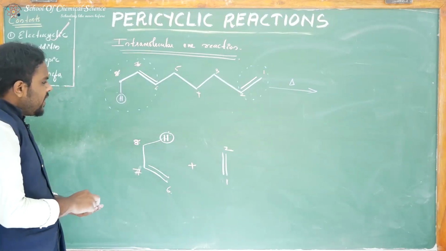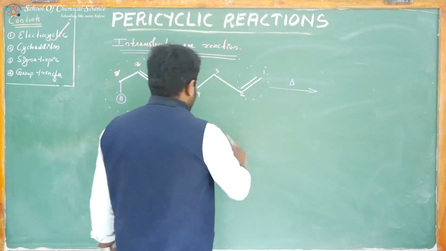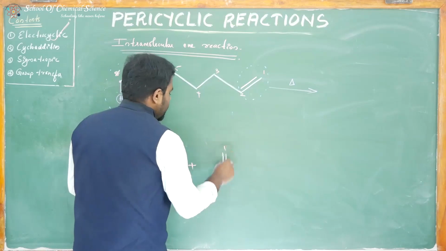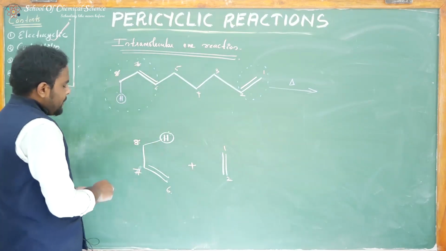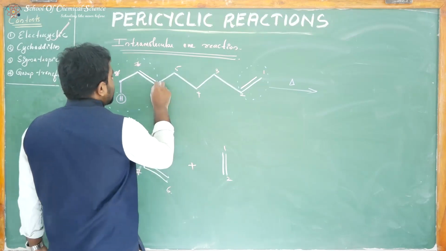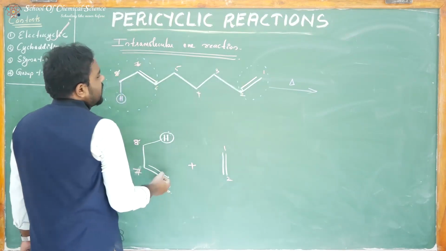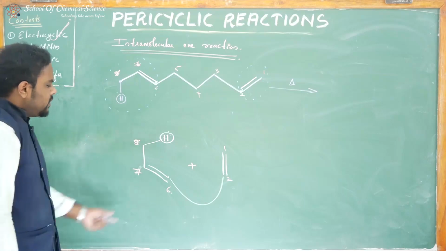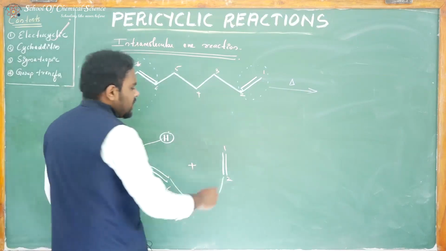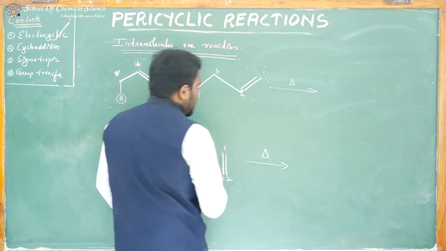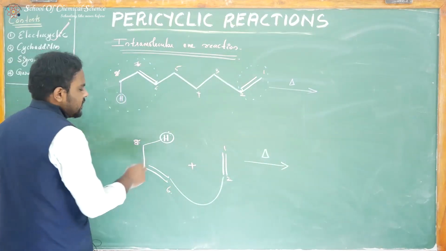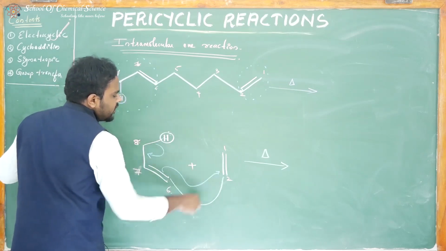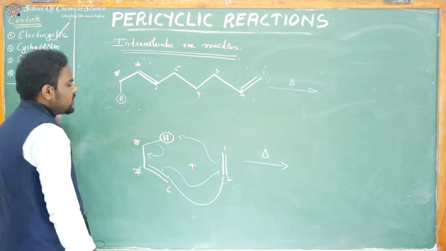What will be the reaction? Between 6 and 2, this is the 6th carbon and this is the 2nd carbon. Between 6 and 2, a carbon chain is there, which we can represent in the product. Under thermal condition, what will be the reaction? This carbon-hydrogen sigma bond shifts, makes a new bond with this one, and this hydrogen shifts towards that carbon.